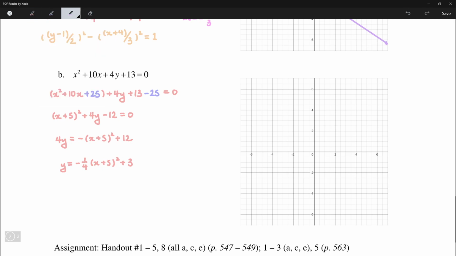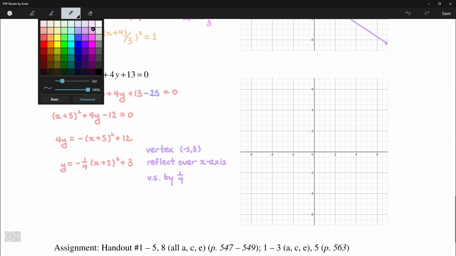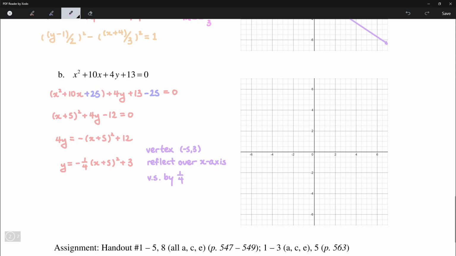So we can go ahead and identify the vertex in this case. That's going to be negative 5, 3. Okay, it is reflected over the x-axis due to this negative sign here. And finally, there's a vertical stretch by a quarter. So now we can go ahead and first start by labeling the vertex, so negative 5, 3. So right here.